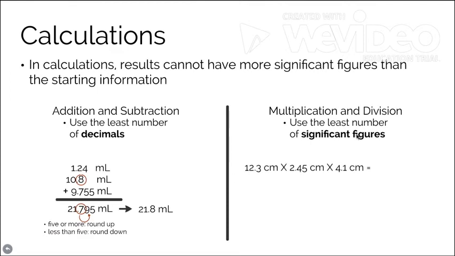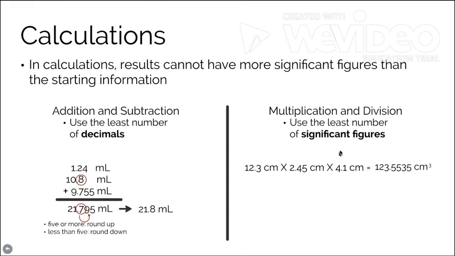Let's say that you have a block of styrofoam or a block of wood, and you want to know its volume. You can calculate it using length times width times height, and this is what you get: 12.3 centimeters times 2.45 centimeters times 4.1 centimeters. If you take all those numbers and put them in the calculator, you get 123.5535.